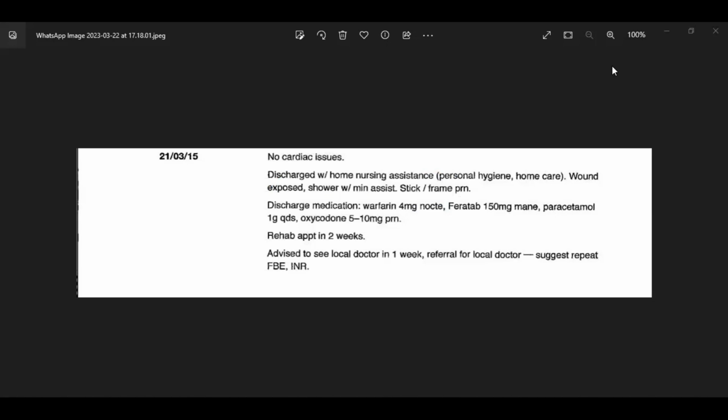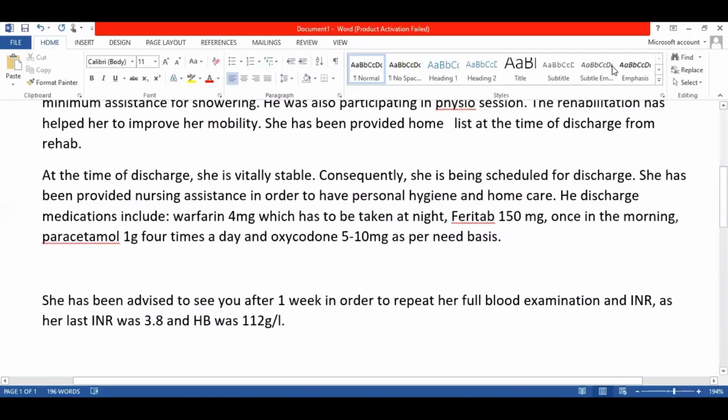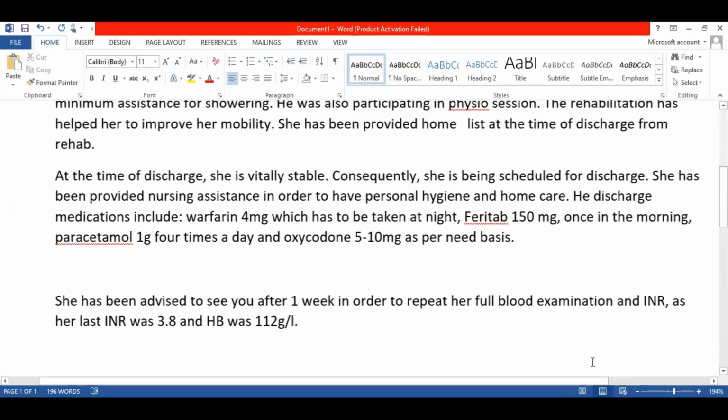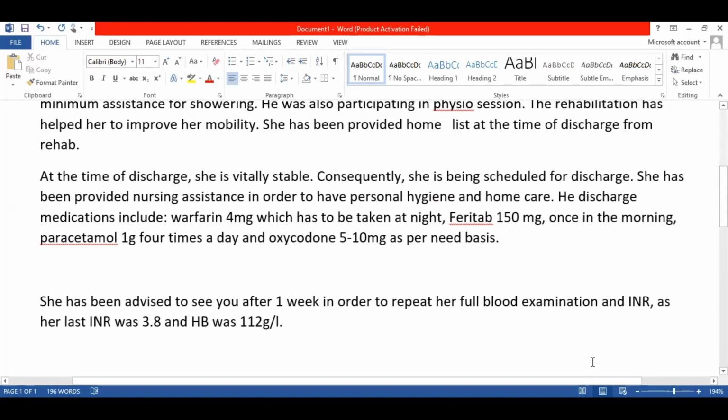So in this regard, we can see that this is the last part. For example, at the time of discharge, she is vitally stable. Therefore, consequently, she is being scheduled for discharge. She has been provided nursing assistance in order to have personal hygiene and home care. Her discharge medicines include warfarin 4 mg, which has to be given at night, Peritab once in the morning, and all these things should be written the way it has been presented, right? So then we can write it down.